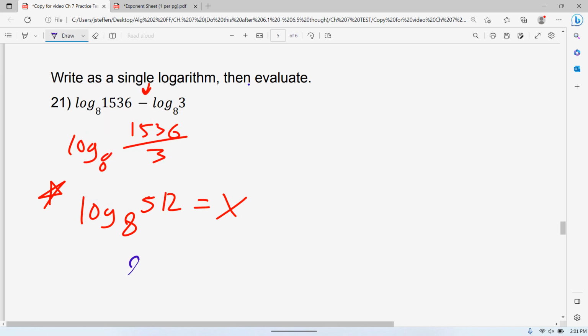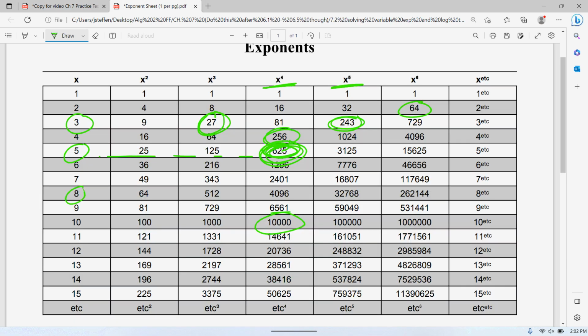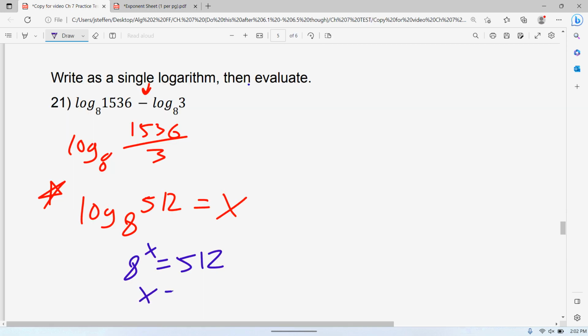8 raised to the x is equal to 512. Again, if you want to, the way you do it, if you want to take a log of both sides, you can. This one, if you look, 8 does not have, never mind. I was going to say 8 doesn't have 512, and it does. 2 to the third is 8, and 8 cubed is 512. So that means x is equal to 3.